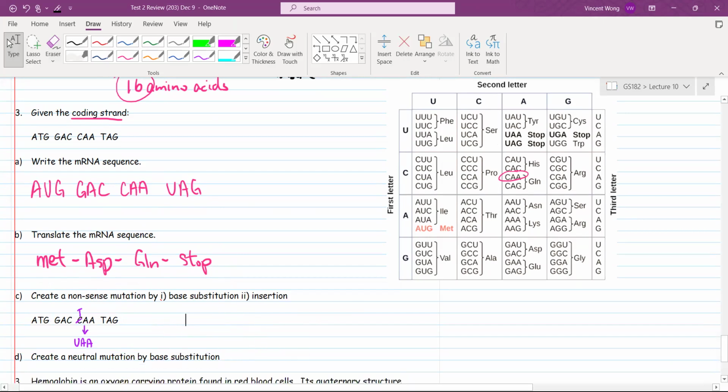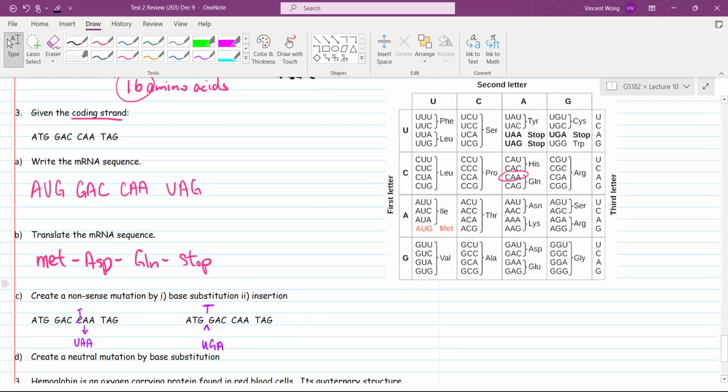All right, let's take a look at insertion. How do we do an insertion to create a nonsense mutation? Well, I can put it right here. If I put a T here, then it will be AUG and then UGA. And that would be a stop codon.